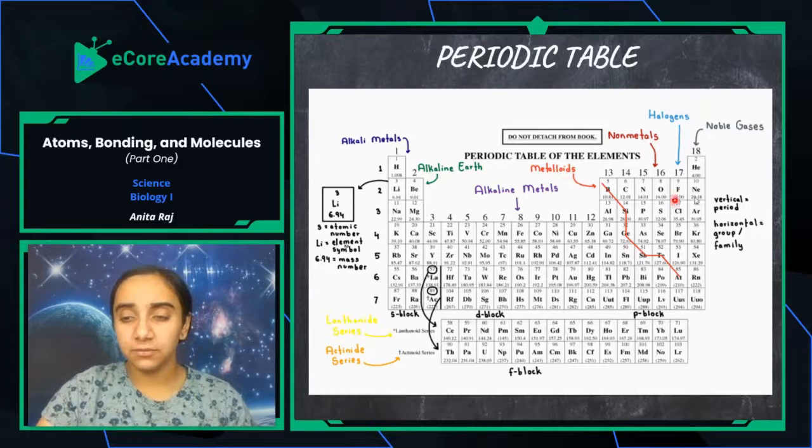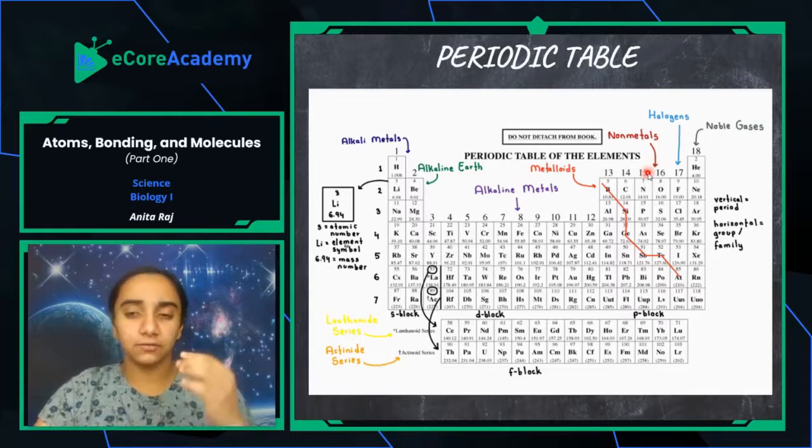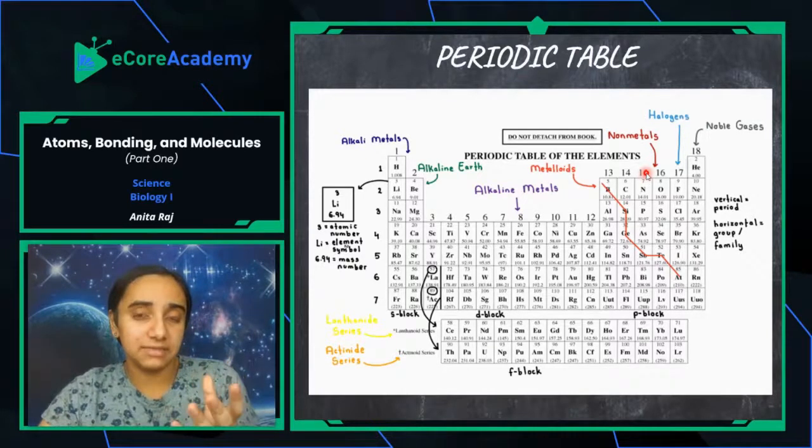And finally, when we get to the right part of the periodic table, we're looking more at the non-metals. So I even wrote it here, non-metals. These are going to be a lot of your elements that are found as gases, or sometimes in a powdery state. They're not found fully solid like a metal would be.